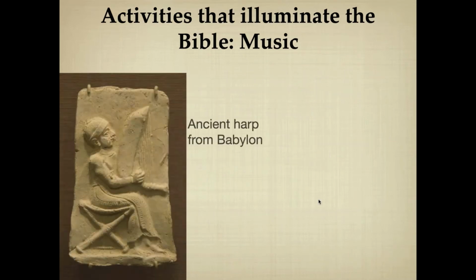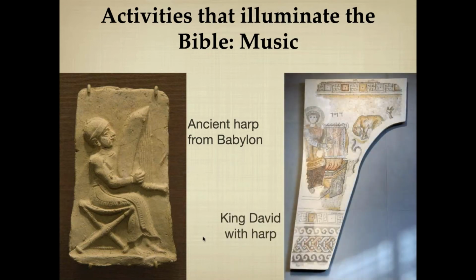So let's look at some examples. Here's a very early example of an ancient harp from Babylon that I believe is at least 700 BC, maybe even earlier. This shows a musician playing an ancient harp. And here's a more stylized picture, but I have to show it because King David was renowned for playing a harp. This is a 9th century church mosaic, which means it's stylized, but it still shows David, written in Hebrew, playing the harp here.